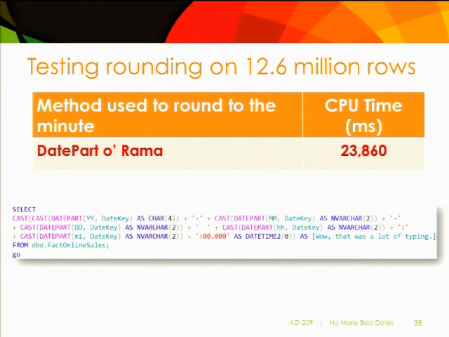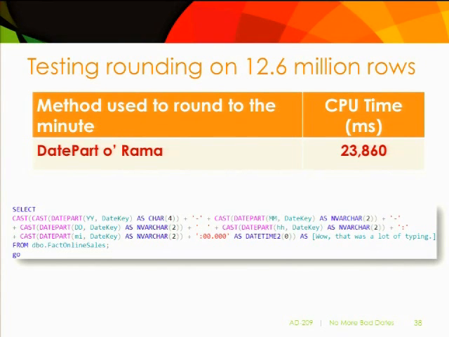My first one here, I call it date partorama, and it's the most intuitive one. It's where you take a date and you say DATEPART year, concatenated with a dash, and then DATEPART month, and then concatenated with DATEPART day. And there's lots of typing in here.